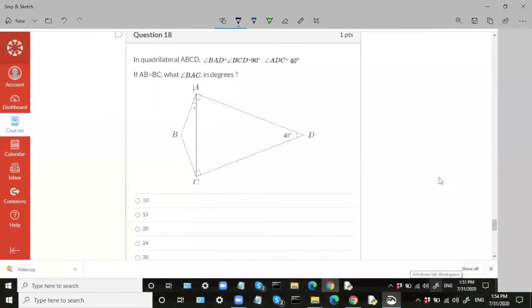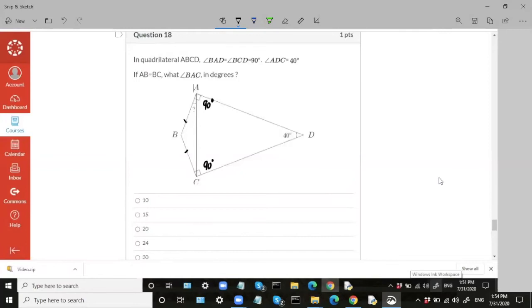Question 18. In quadrilateral ABCD, angle BAD and angle BCD equal 90 degrees, and angle ADC equals 40 degrees. If AB equals BC, what is angle BAC in degrees?